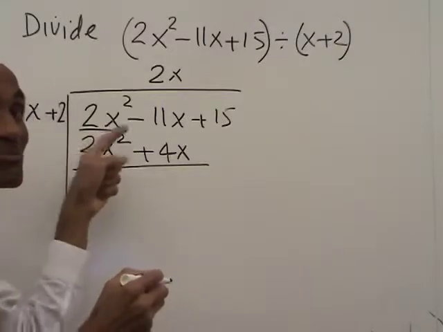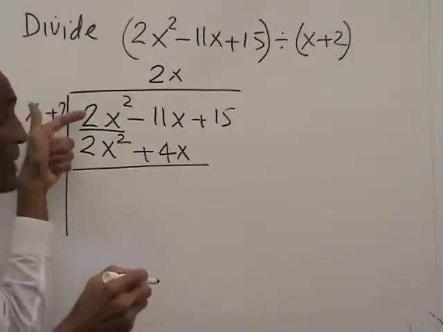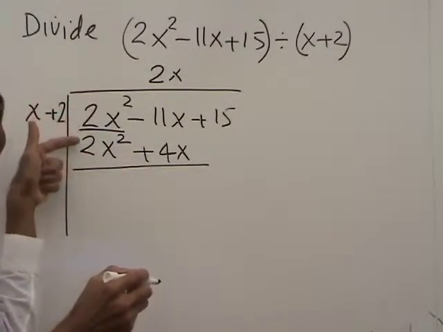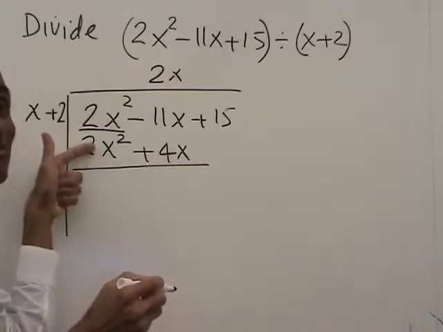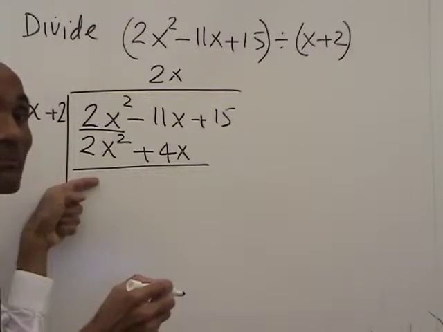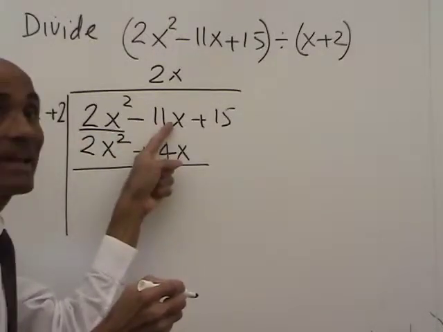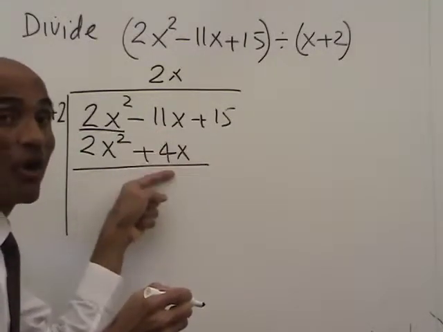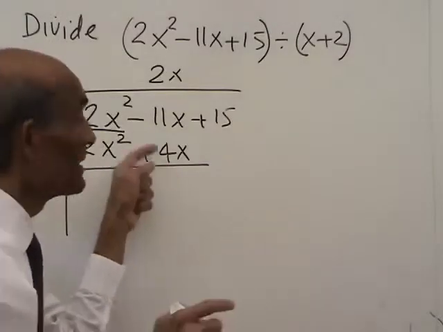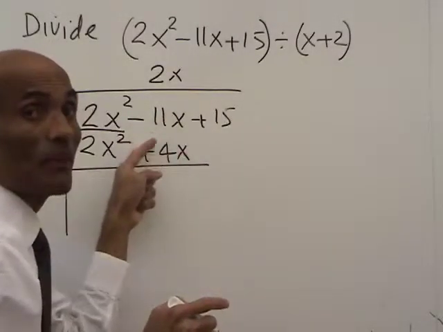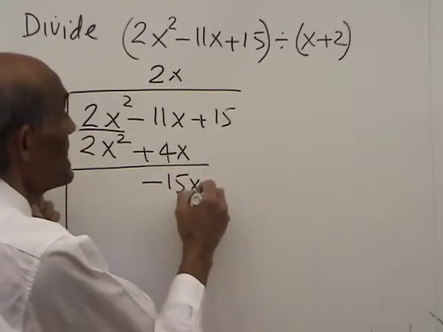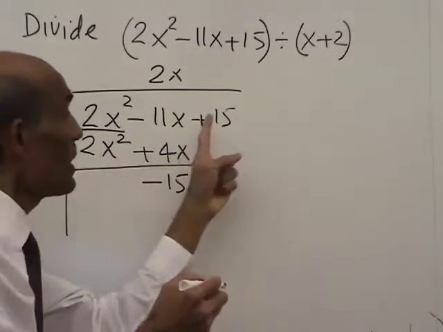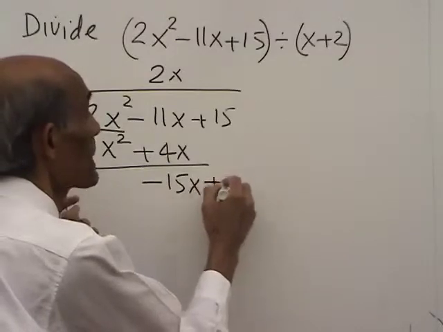Now you need to subtract. Always when you subtract, the first two terms will go. 2x squared minus 2x squared will be 0. Negative 11x minus 4x. Remember, you are subtracting. Minus 11x minus 4x is minus 15x. And now bring down the plus 15.